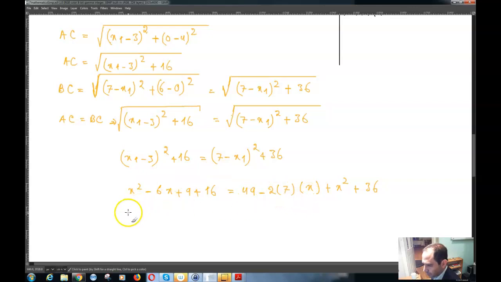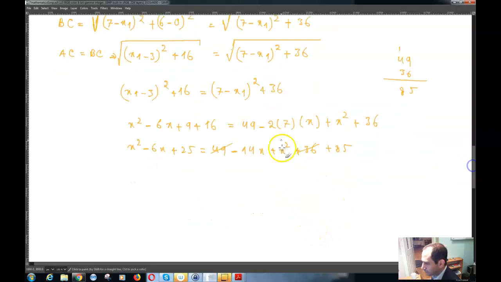And so you can write this as x squared minus 6x plus 16 plus 9, which is equal to 25, is equal to 49 minus 14x plus x squared plus 36. And 49 plus 36 is equal to 85. So instead of these two I can write plus 85, and so now I can take everything to one side of the equation.